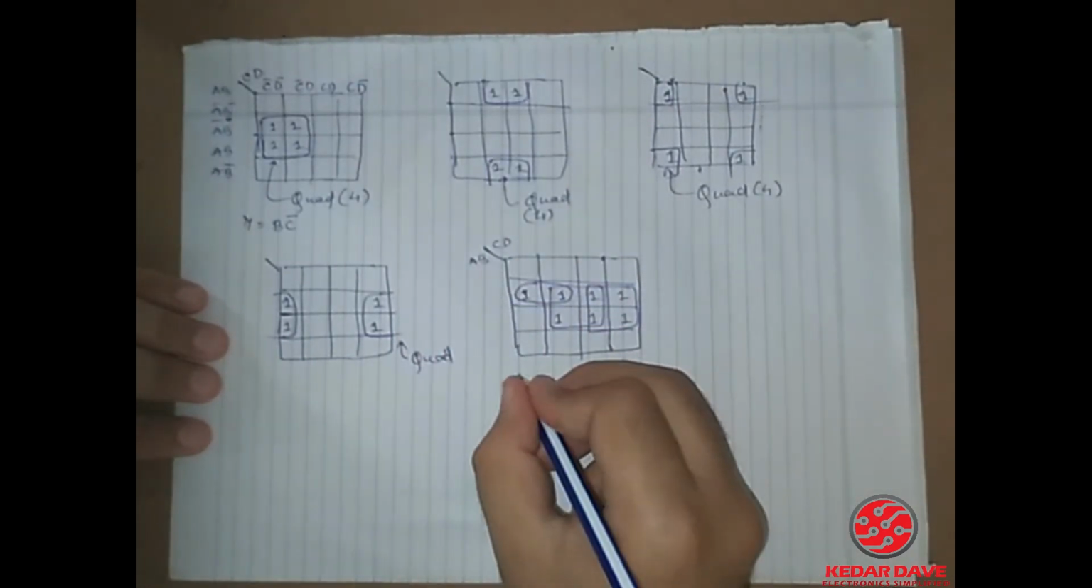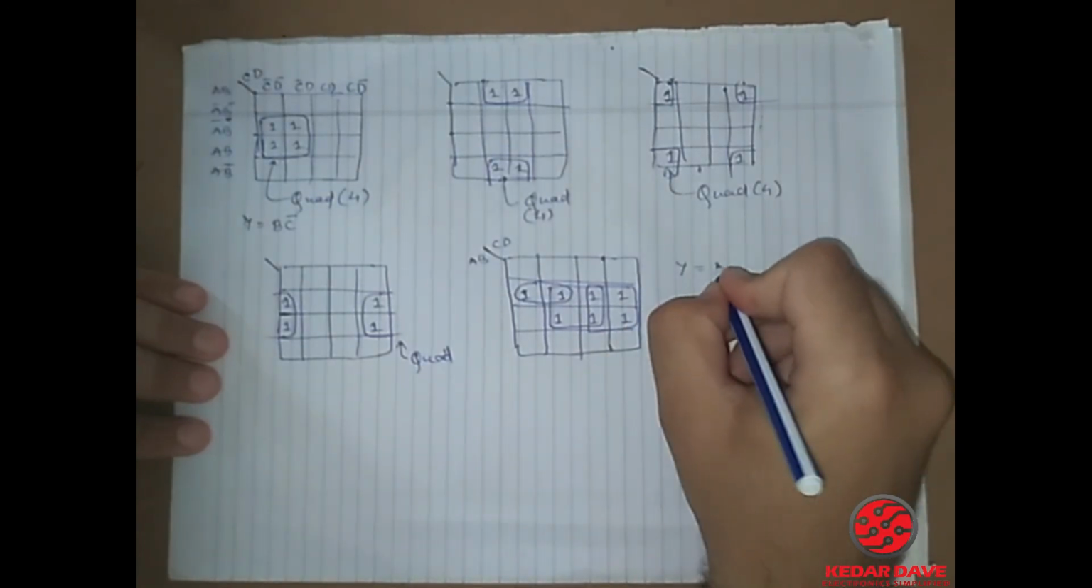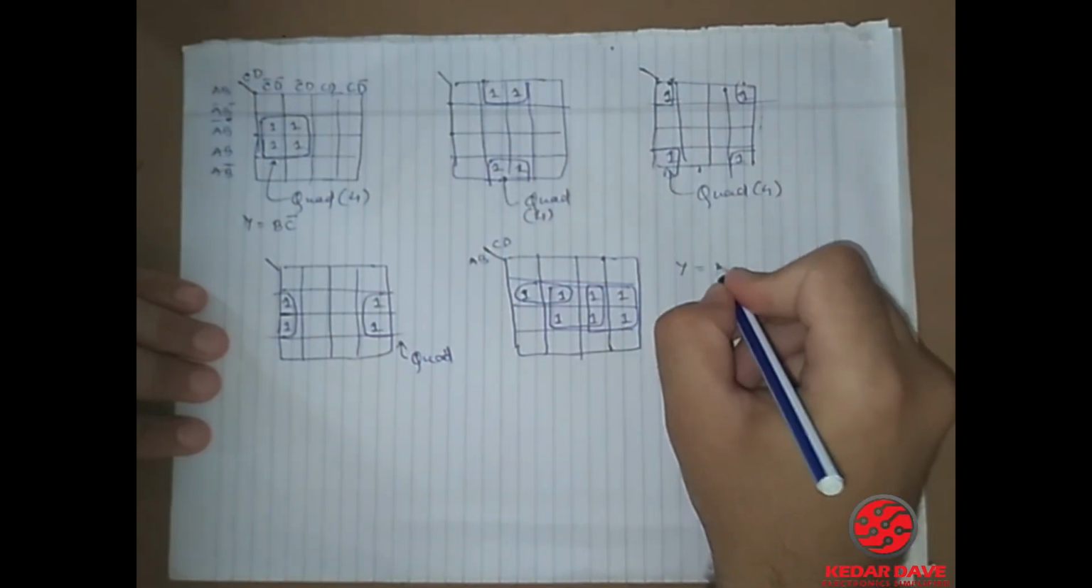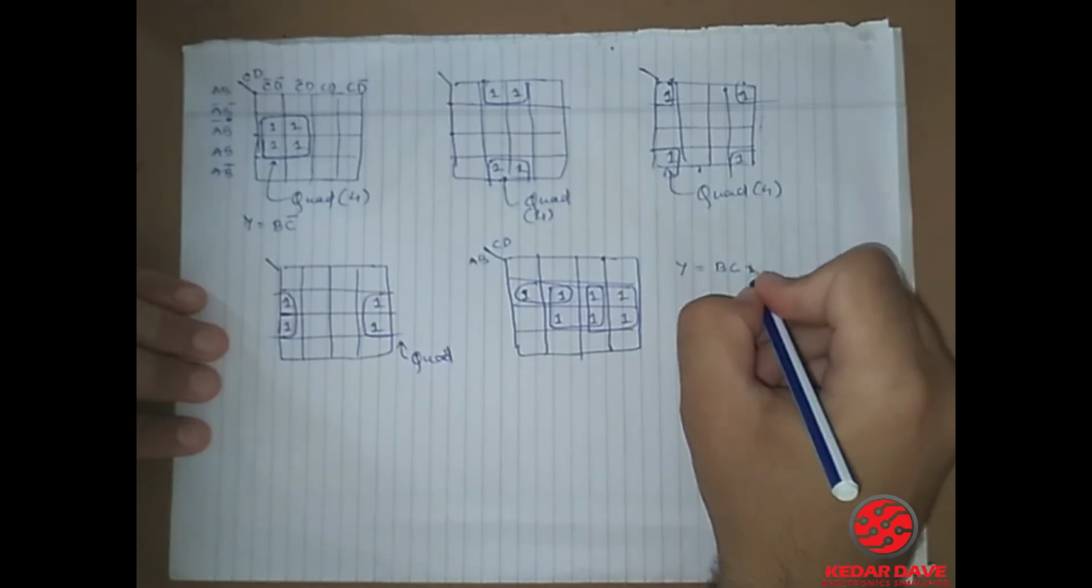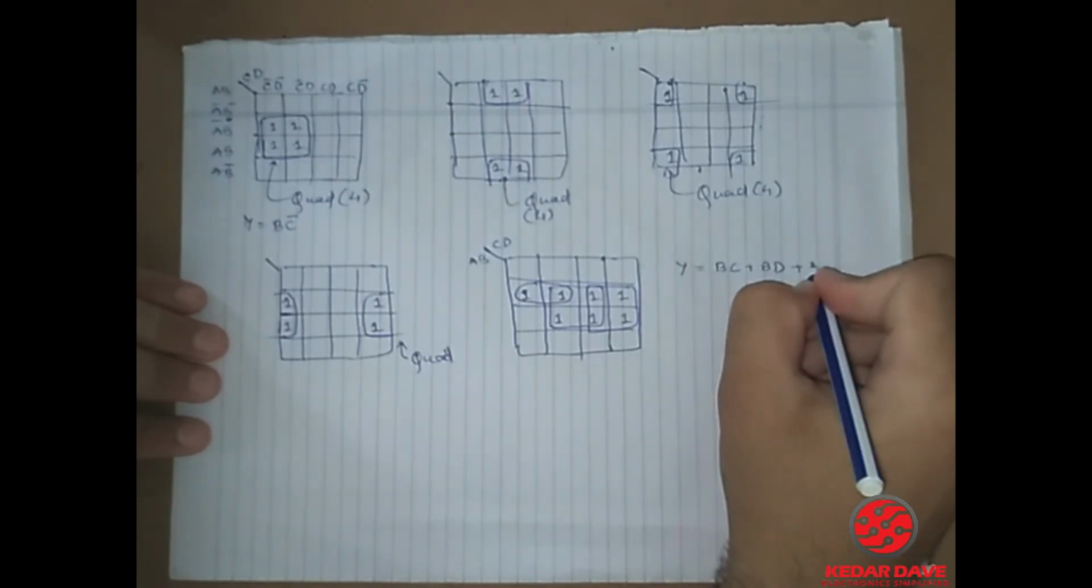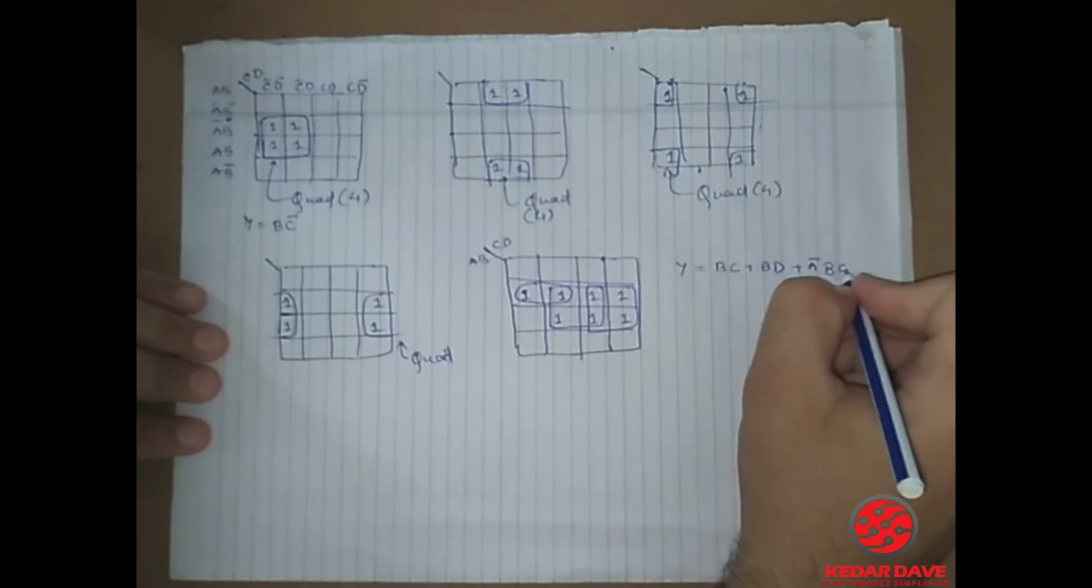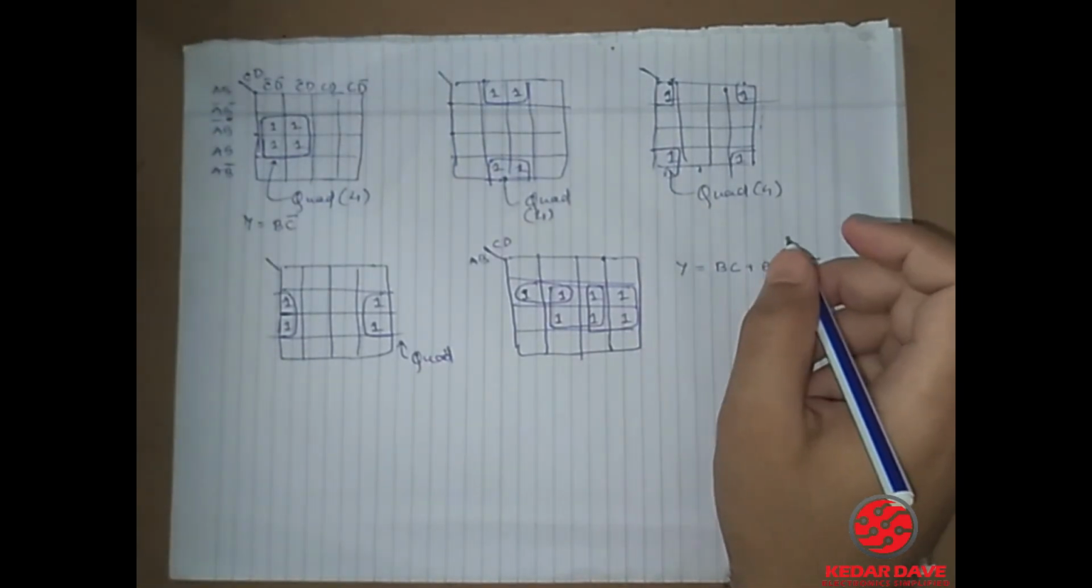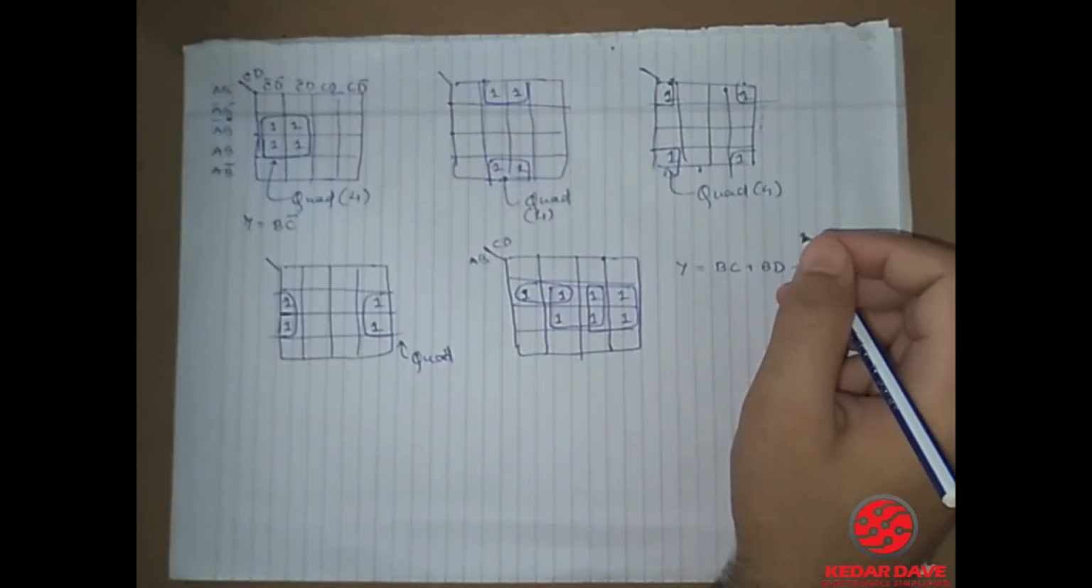So basically if we write the equation for this pair, the output will be y is equal to bc plus bd plus a bar b c bar. So this way it can be represented, right?